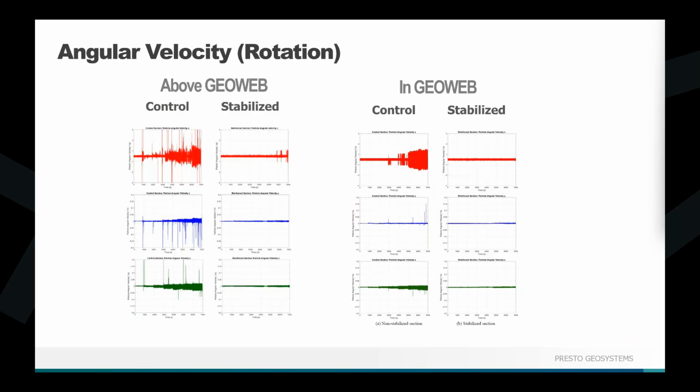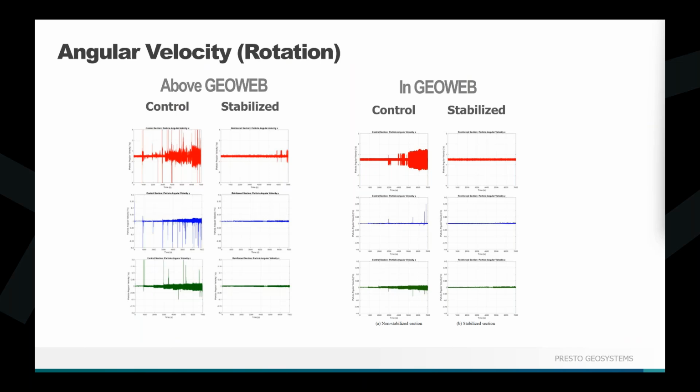So a couple of slides that we're going to go through here. I know you can't read the actual graphs super well, but just seeing the picture is going to be enough to give you the idea of what we're looking at. So this slide illustrates angular velocity, which measures the speed of particle rotation. The two graphs on the left-hand side depict the placement of the smart rocks in the middle of that 8-inch surface layer, while the two graphs on the right-hand side show the smart rocks that are positioned within the actual GEOWEB panels themselves. And so you can see the difference between the control section, basically the unreinforced section on the left, and then the GEOWEB stabilized section on the right.